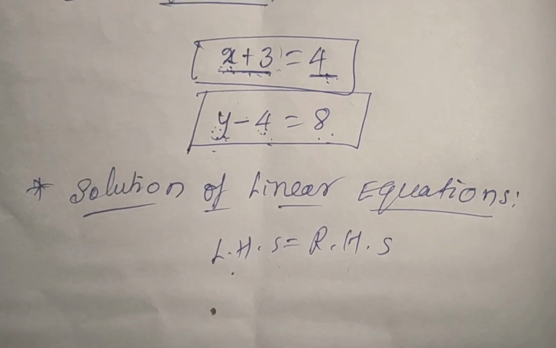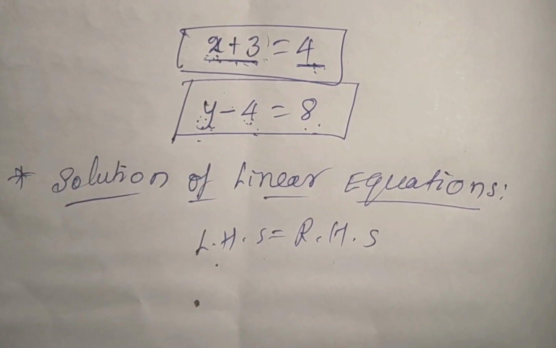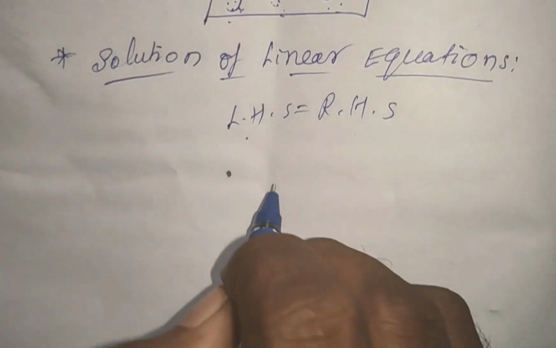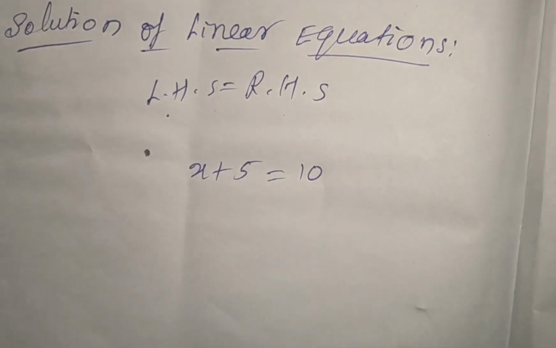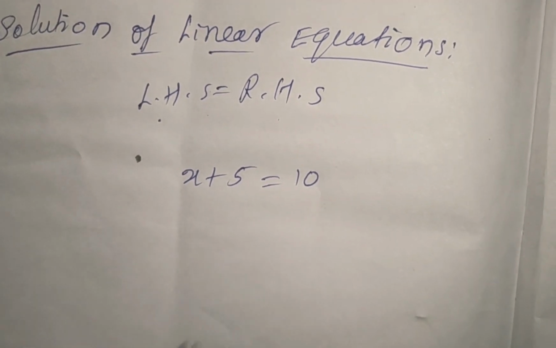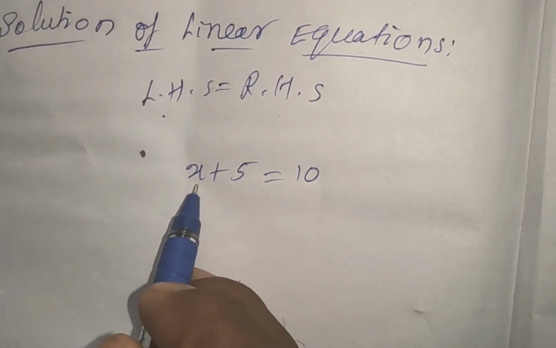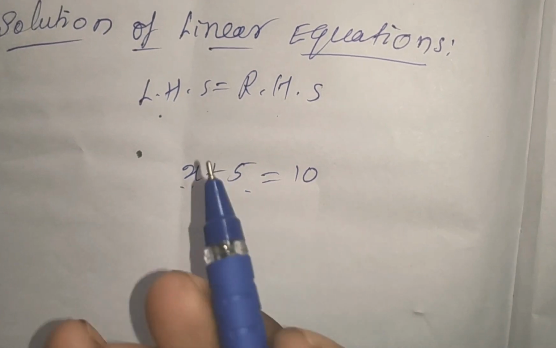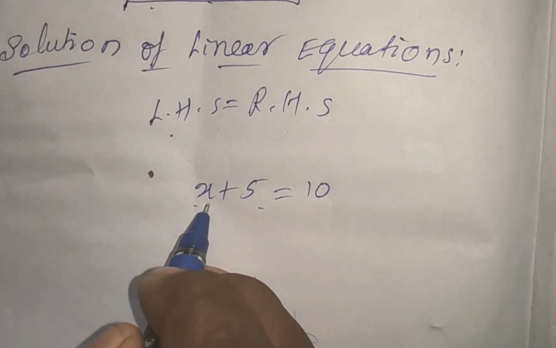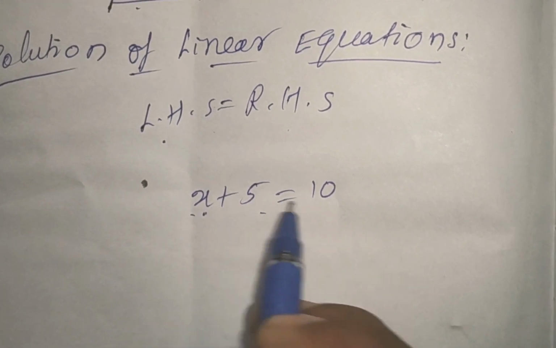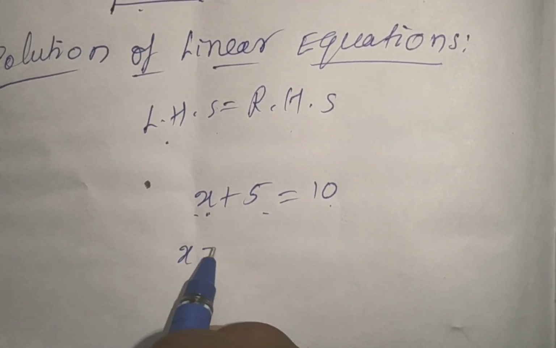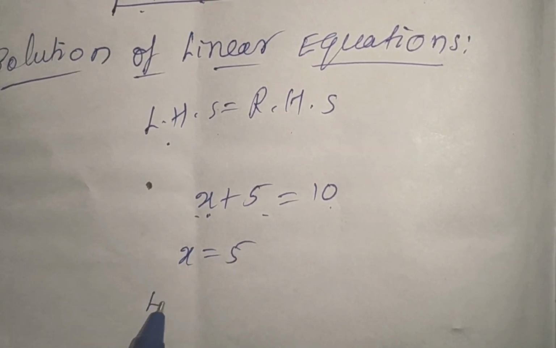Understood? No? So very simple. So this is the trial and error method. I will take one simple example: x plus 5 is equal to 10. Now you can easily tell that x is 5 because 5 plus 5 is 10. You can put x as 1, 0, 2 and so on. So for what value of x will you get 10? For x is equal to 5, you will get the LHS here.